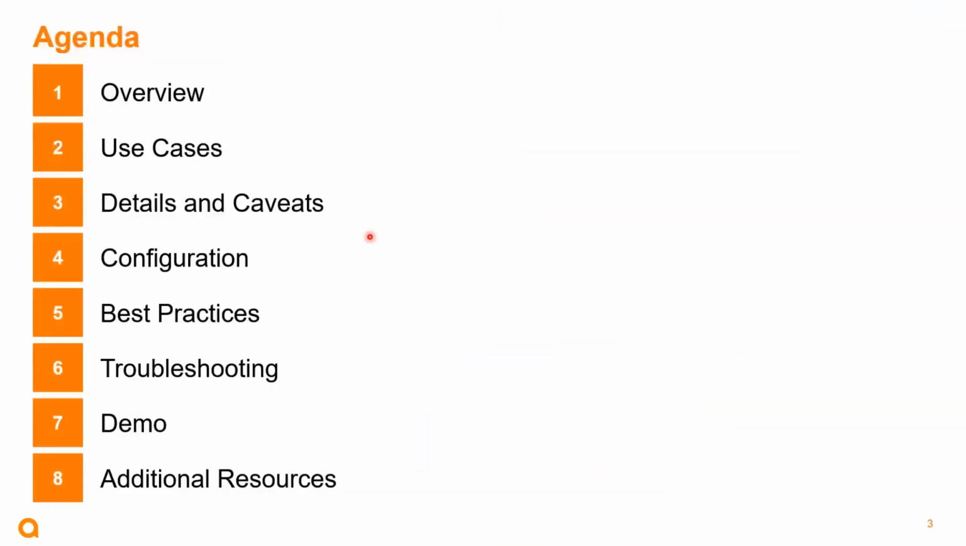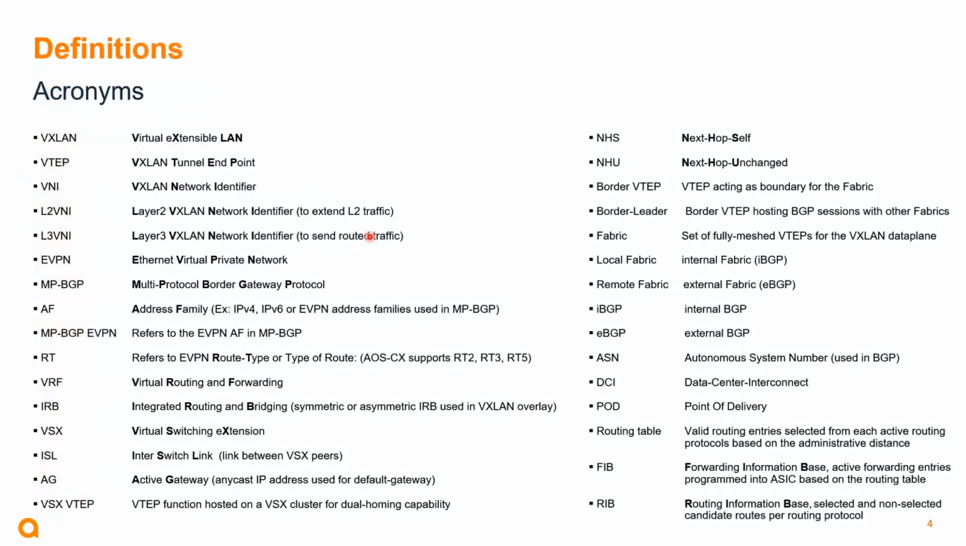So the usual agenda of the TOI, we'll start with an overview and use cases. First, some acronyms and definitions. You have that already in the previous slide deck regarding EVPN, and today we're just going to focus on the forwarding information base, which has active forwarding entries being programmed into the hardware, into the ASIC, based on the routing table. So this is all what we want to optimize in order to save space and enable higher scale deployment.